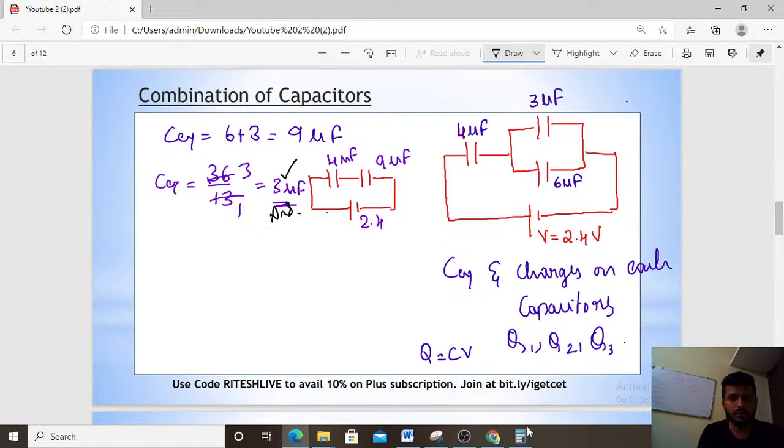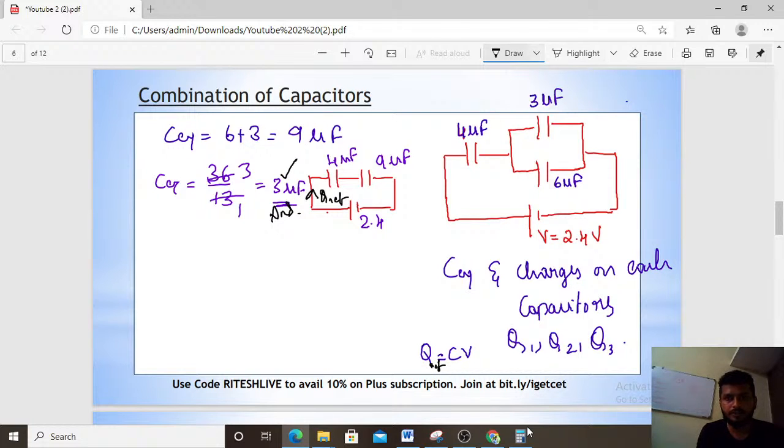Next I need to get the charges Q1, Q2, Q3, Q, everything, right? So that is Q net I need to find. Here it is Q net. Q net is equal to C into V.